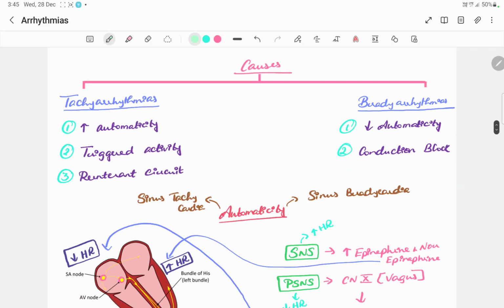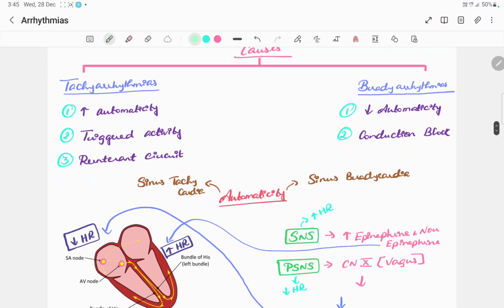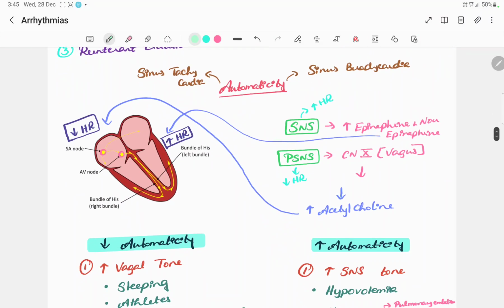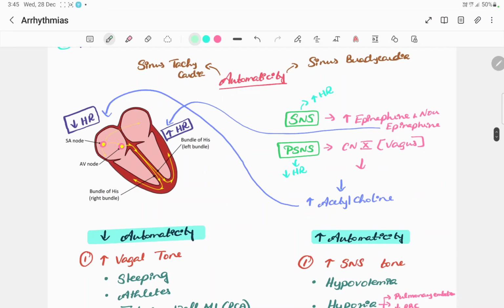So, what are the causes of tachyarrhythmias and bradyarrhythmias? So, the cause of tachyarrhythmias is increased automaticity, triggered activity, re-entrant circuit. And then for bradyarrhythmias, there's a decrease in automaticity and conduction block. We'll see one by one. First is automaticity, which we saw for both bradycardia and tachycardia.